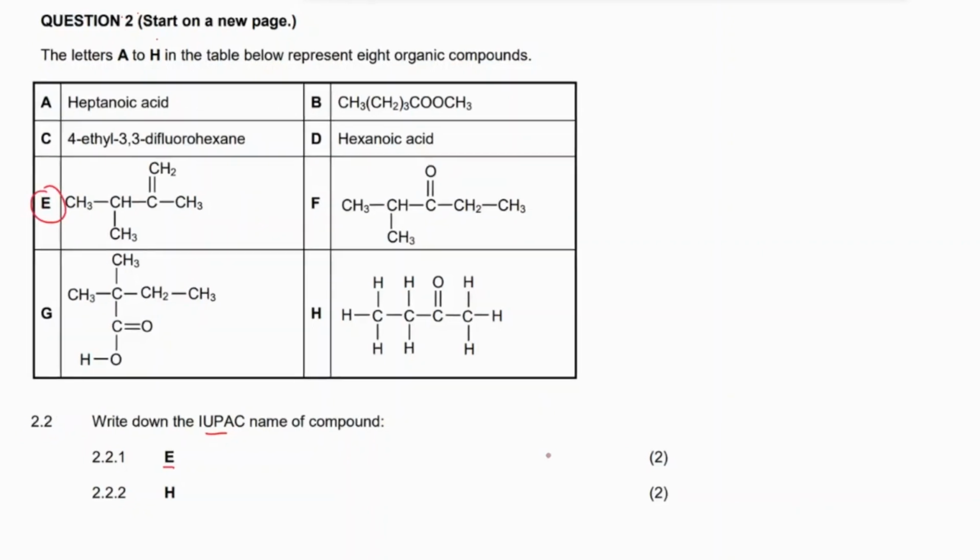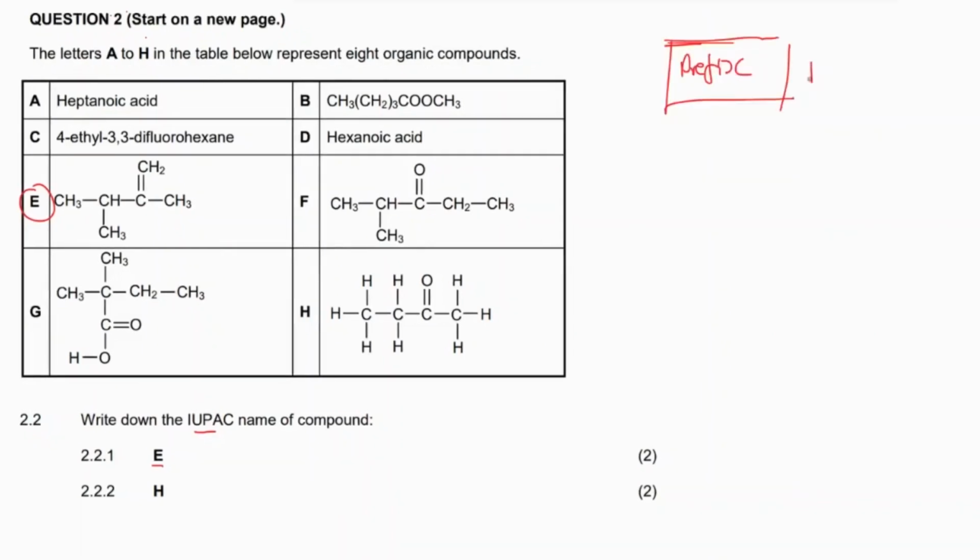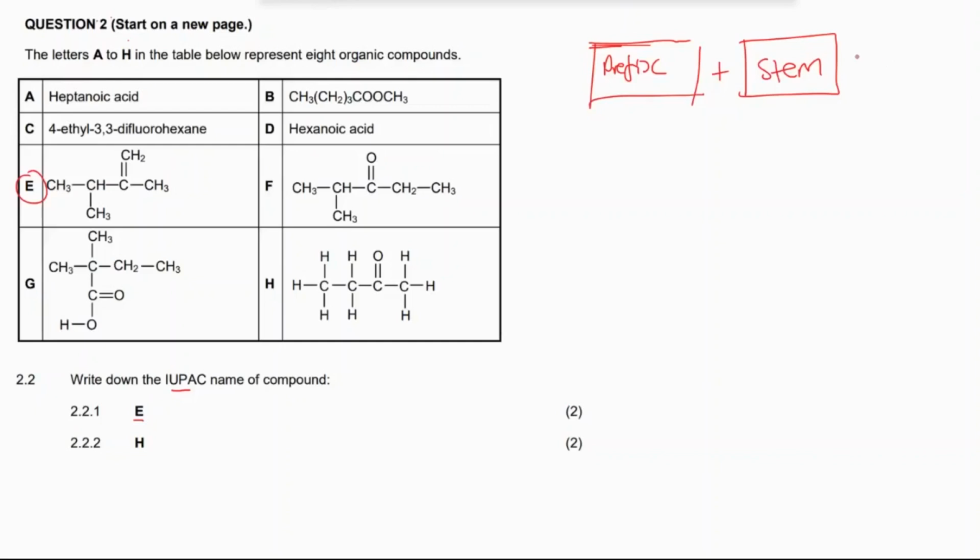So we have to determine the number of carbon atoms in the longest chain. Remember, for the IUPAC name, we need to have the prefix, and then the stem, and then the suffix. The stem is coming from the number of carbon atoms. Remember that one carbon is meth, two carbons eth, three carbons prop, four carbons but, like that. And then the prefix will come from the position of the substituents. We'll talk about that. And then the suffix is coming from the functional group.